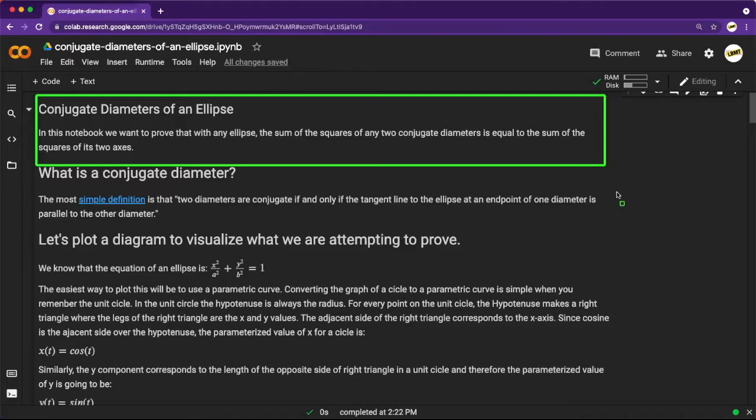Well, the first thing to figure out what that means is we need to understand what a conjugate diameter is. The most simple definition is that two diameters are conjugate if and only if the tangent line to the ellipse at an endpoint of one diameter is parallel to the other diameter.